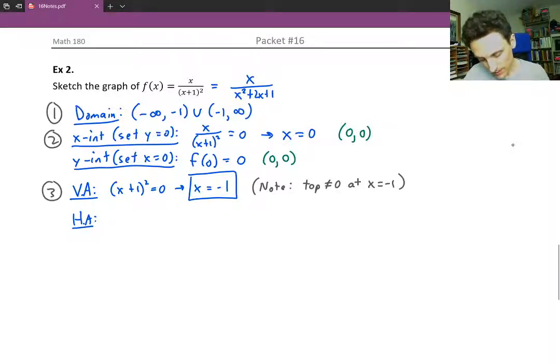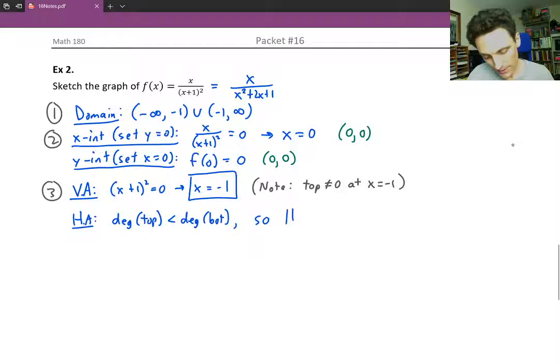So we can say, since the degree of the top is less than the degree of the bottom, we have a horizontal asymptote y equals 0. Actually, I don't need to box these.